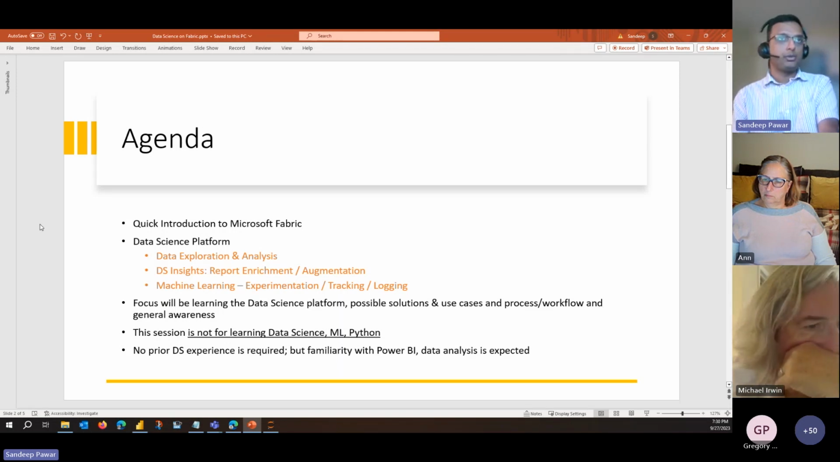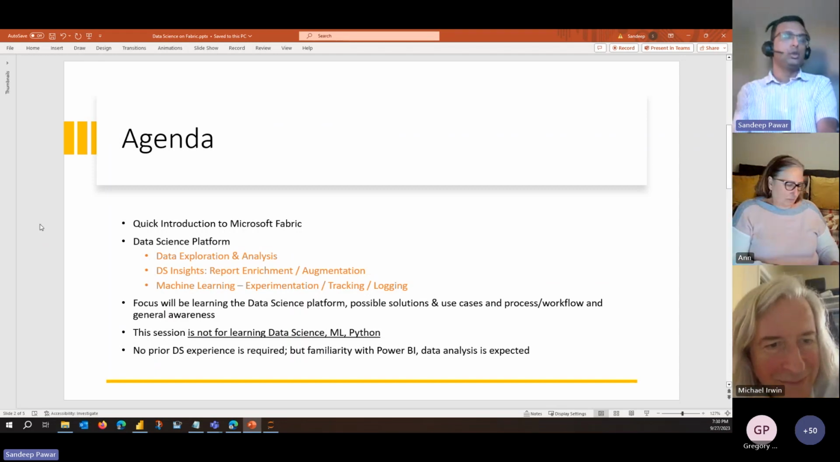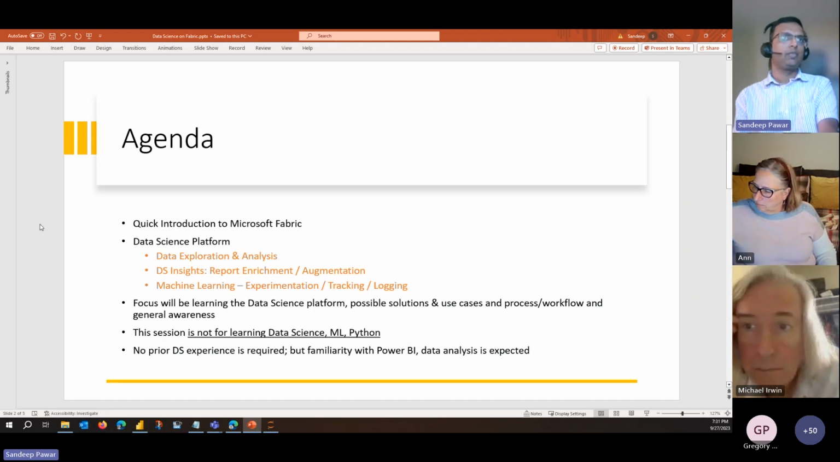It's almost impossible to obviously cover the entire data science in an hour. So instead, we'll focus on what data science will offer you as you create your Power BI reports. What are the possible solutions? What are the use cases? And more importantly, just improve your overall general awareness of the whole process and understand the workflow.